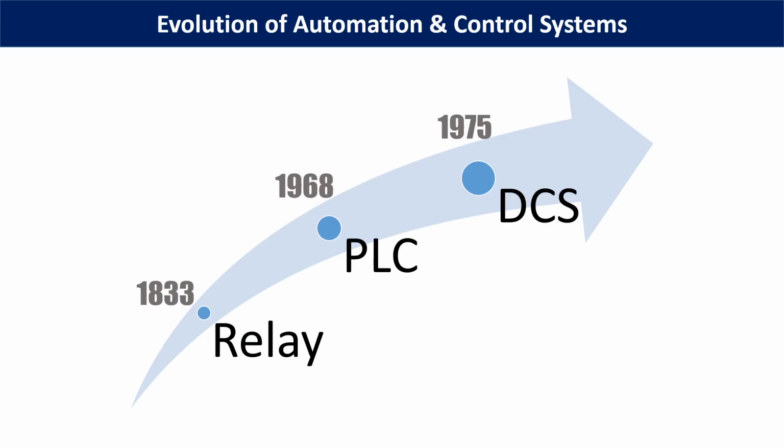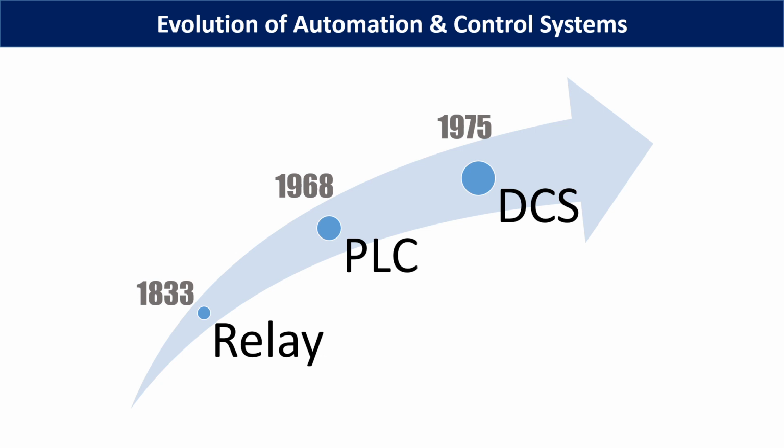Here's a very brief timeline on how the entire control system has evolved. So it all started with relays in 1833. So relays is an electrically operated switch which uses an electromagnet to energize or de-energize just the circuits.